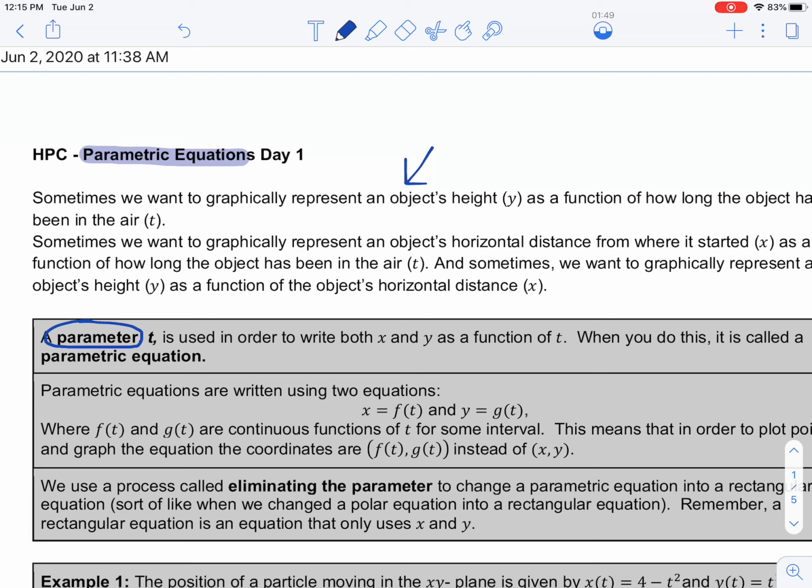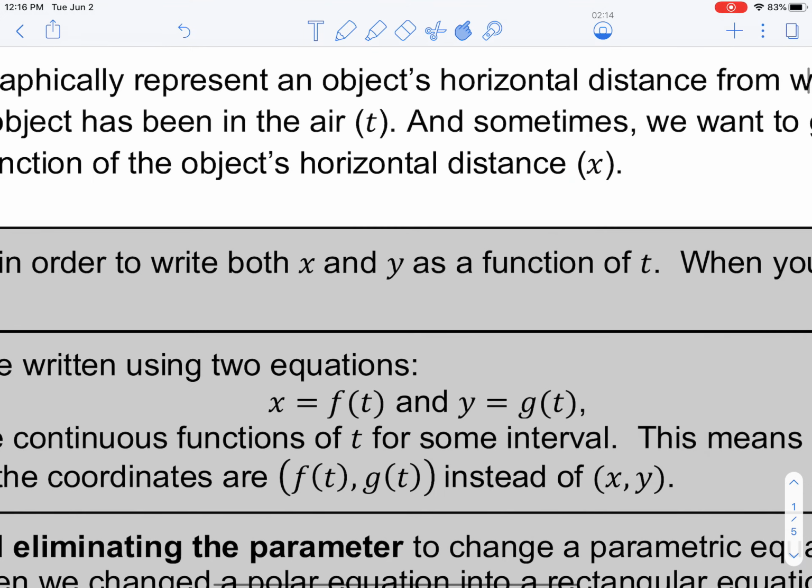A parameter, which we often denote with the variable t, is used to write both of our rectangular coordinates, or variables, x and y as a function of t. When we do this, we are creating what is called a parametric equation. What it means to take x and y and write them as a function of t is denoted here in this second box.